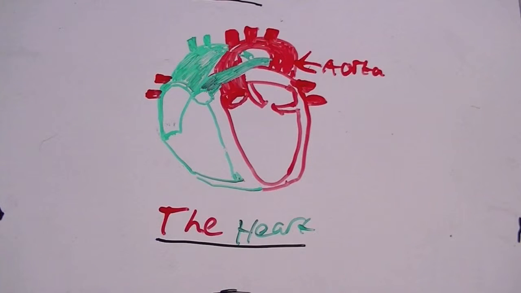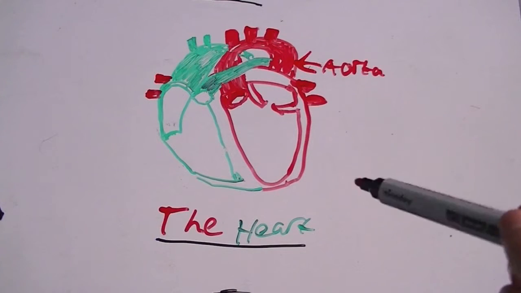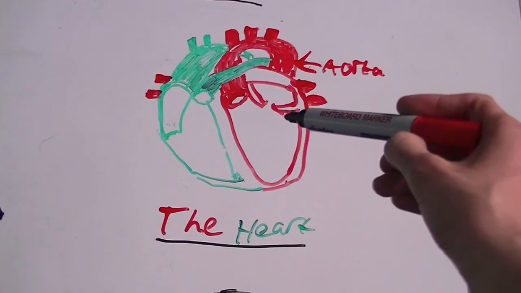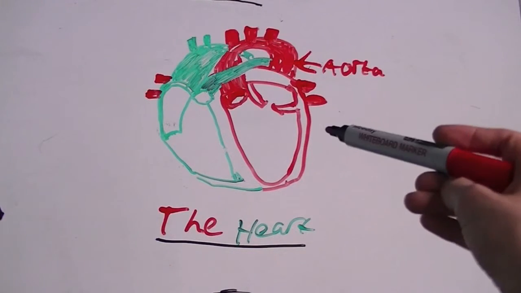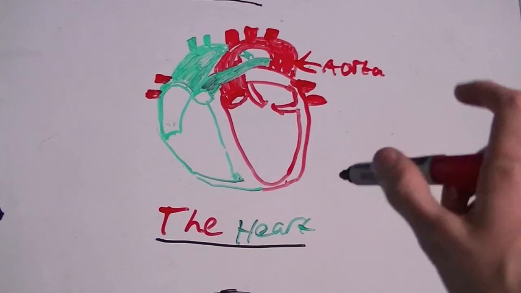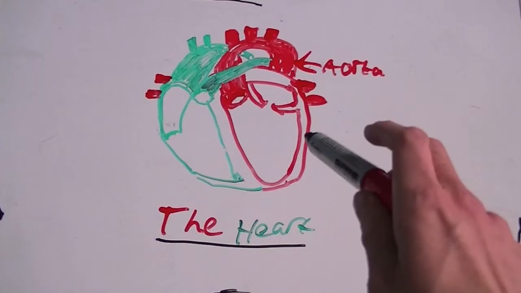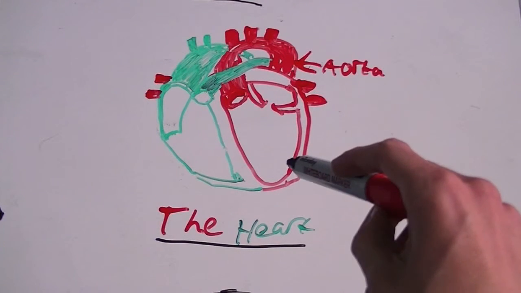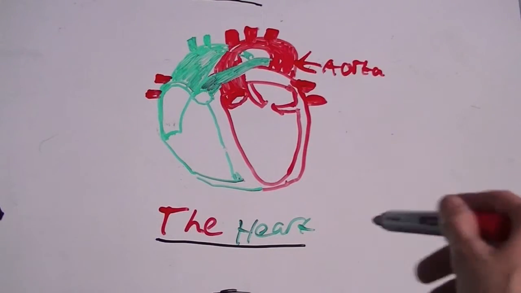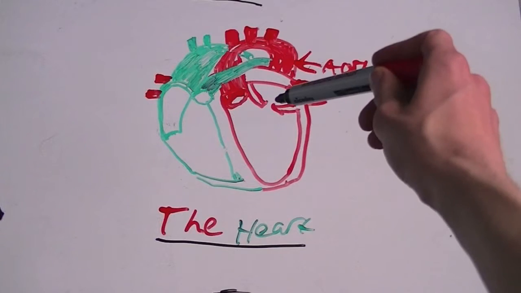Okay, so next, on this side, we have what's known as the atrium. This little bit here is the atrium. But this bit on this side is, in fact, the right atrium. Let me get that right for a second. Sorry, it's the left atrium. Let me correct myself. So this is the left atrium here.